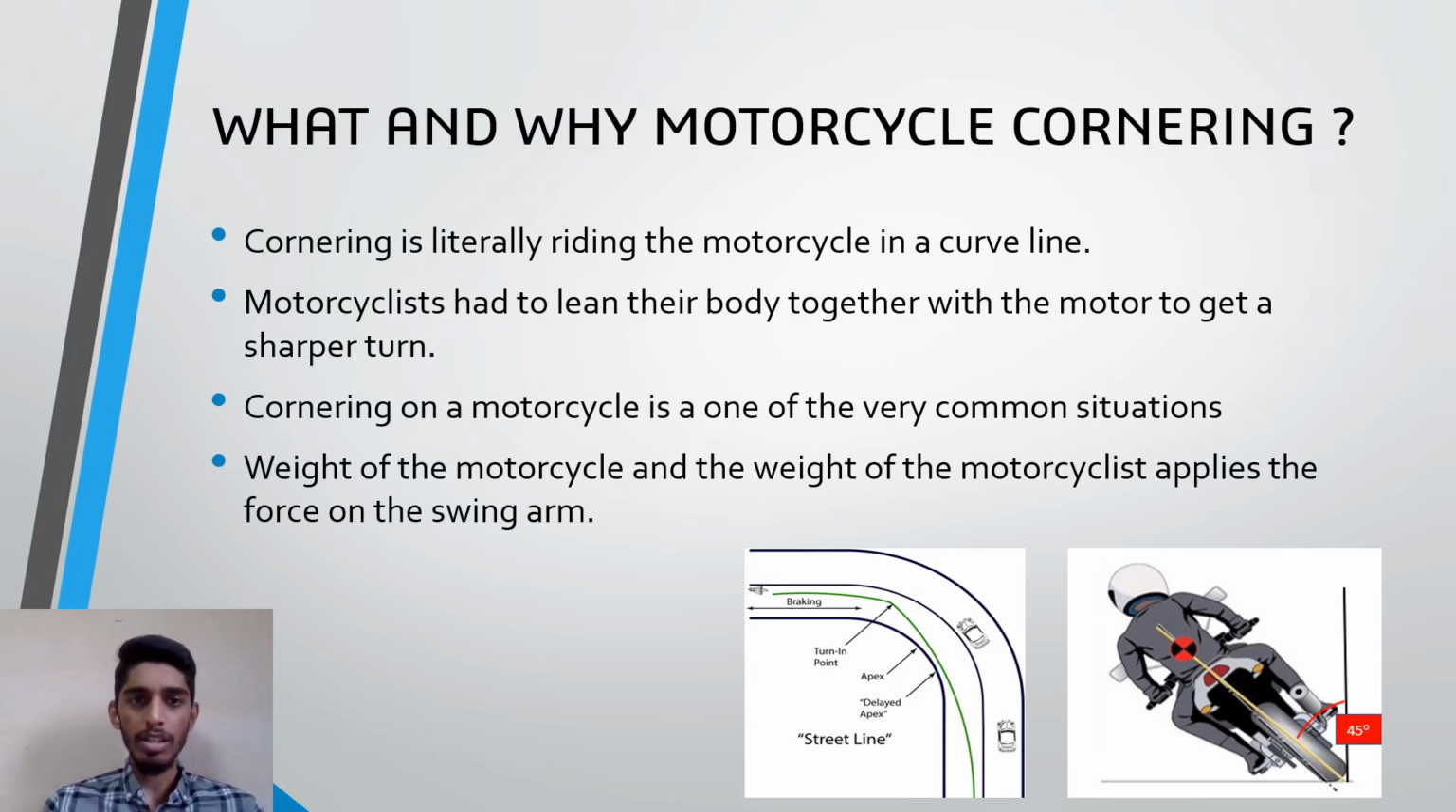During motorcycle cornering, the rider has to lean their body in the direction of their turn to make a sharper turn, so that they don't end up in the adjacent lane. So in order to stay in their lane, they have to lean their body during this cornering time. And during this cornering, the weight of the motorcycle and the motorcyclist will be applied on the swing arm as a force. That force will cause stresses on the swing arm, which we're going to analyze in the other slides.